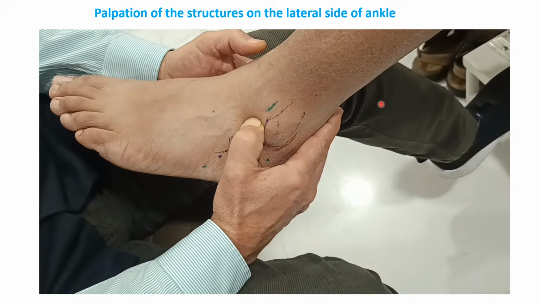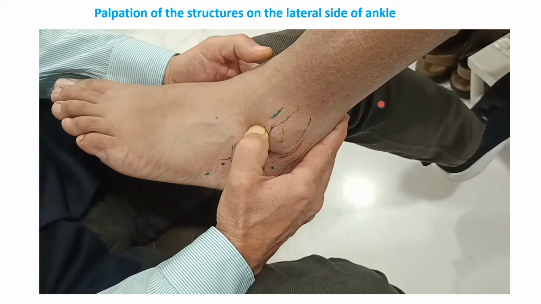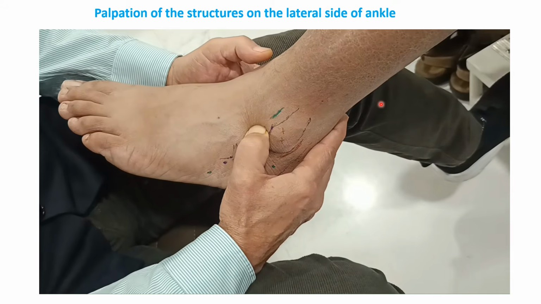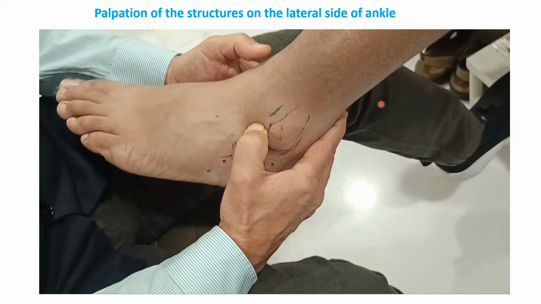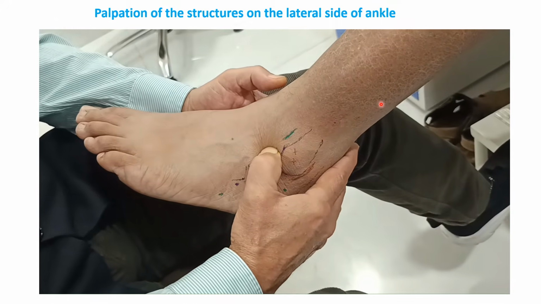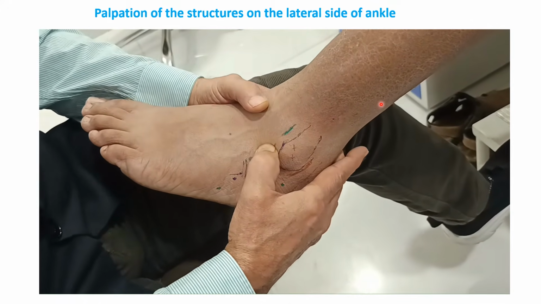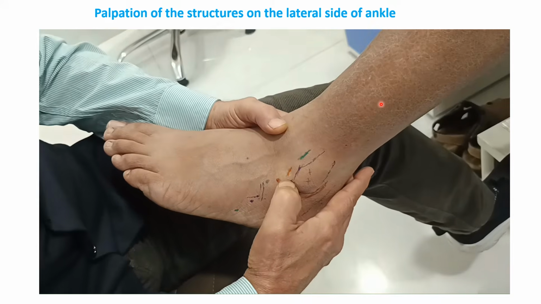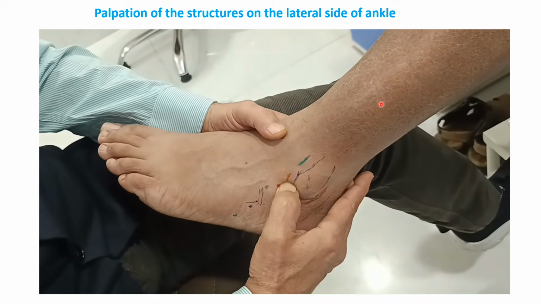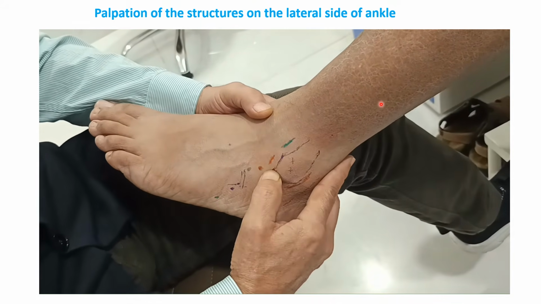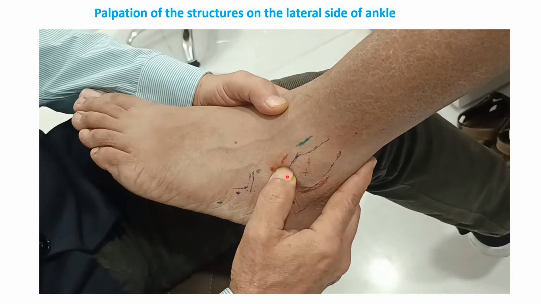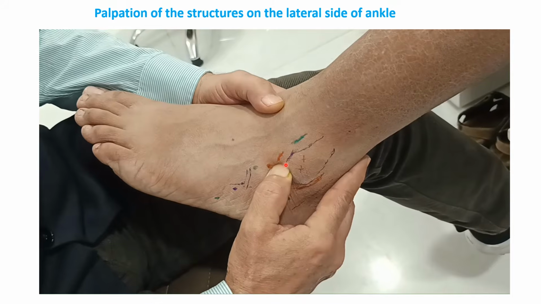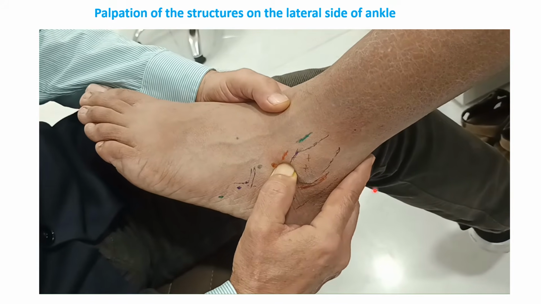So anything in this region, if there's any pain, the pain may be due to any osteochondral lesion, anterolateral impingement, or some fracture which has been missed. As I move down, now I move towards the attachment of the ATFL. The tenderness here is indicative of the anterior talofibular part of the lateral ligament.